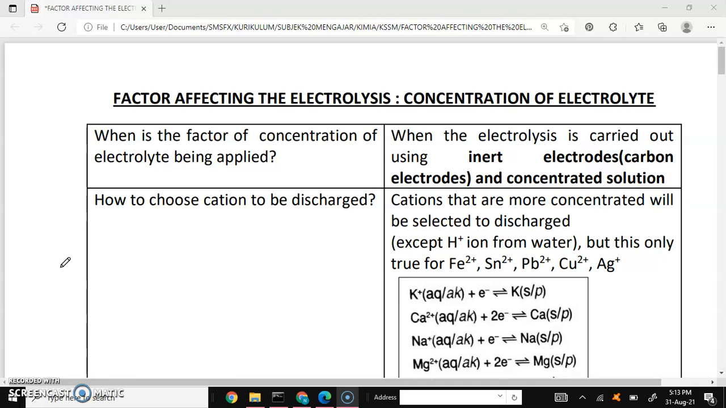Okay, when the factor of concentration of electrolyte is applied, the electrolysis is carried out using inert electrode. For example, we use carbon electrodes in the electrolytic cell and we use the concentrated solution as an electrolyte. Okay, so before this, when we use the aqueous solution, we have three types of ions present in the electrolyte. So how to choose the cation to be discharged at the cathode in the concentrated electrolyte?